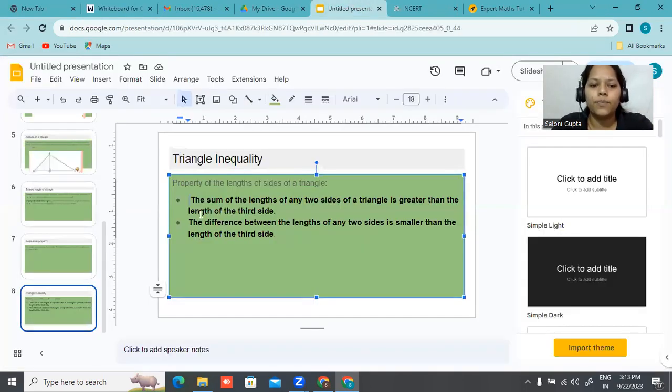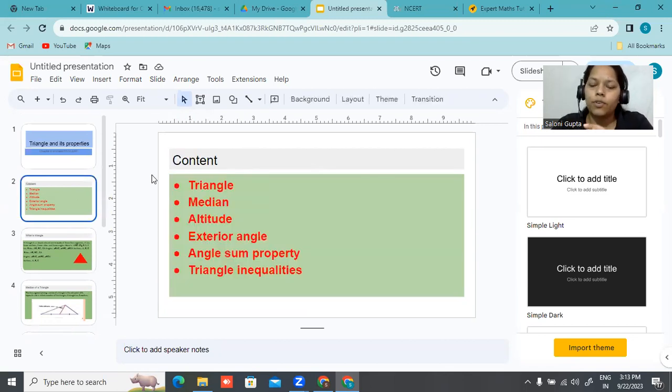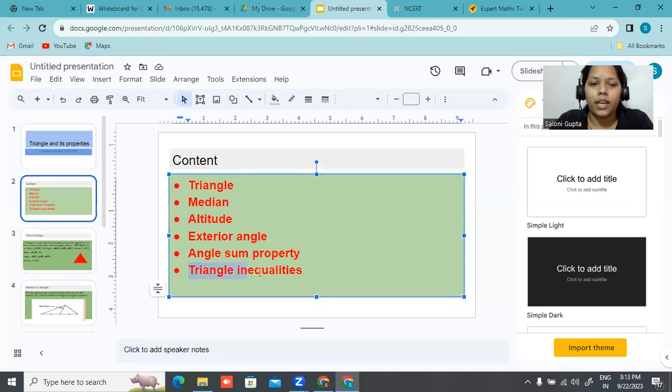Now we can see what all topics we have discussed today. First we learned what a triangle is. Then we discussed the median of a triangle, and saw that it divides the opposite side into two equal parts. We learned about the altitude, that is, making a 90-degree angle on the opposite side from any vertex of the triangle. Then we discussed what an exterior angle is and the property related to it, and after that the angle sum property and the triangle inequality.